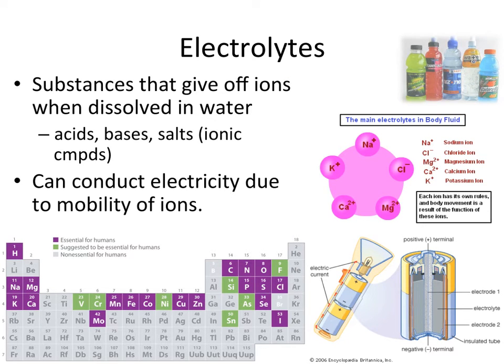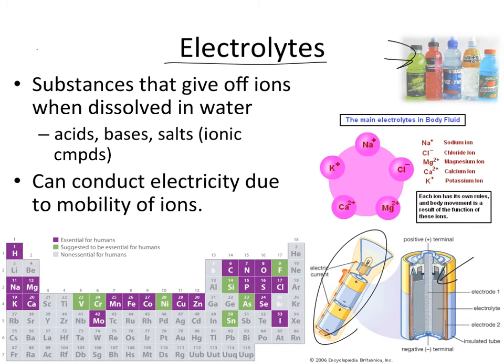Now, when you dissolve an ionic salt in water, if it's one of those that dissolve, it creates something called an electrolyte. You may have heard this. It's found in sports drinks. It's also found in your body and in things like batteries to power your flashlight. An electrolyte is something that gives off ions when it's dissolved in water.